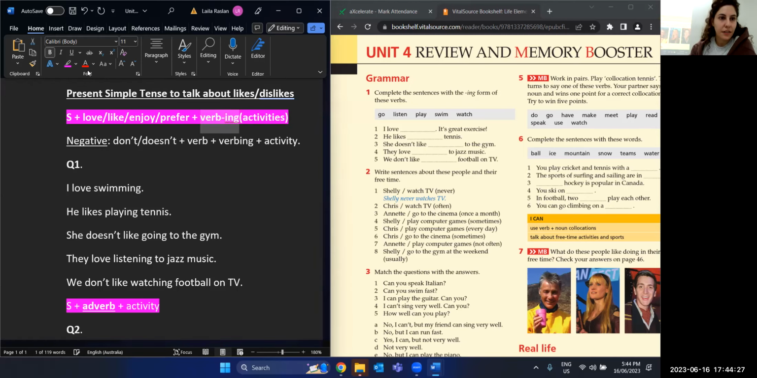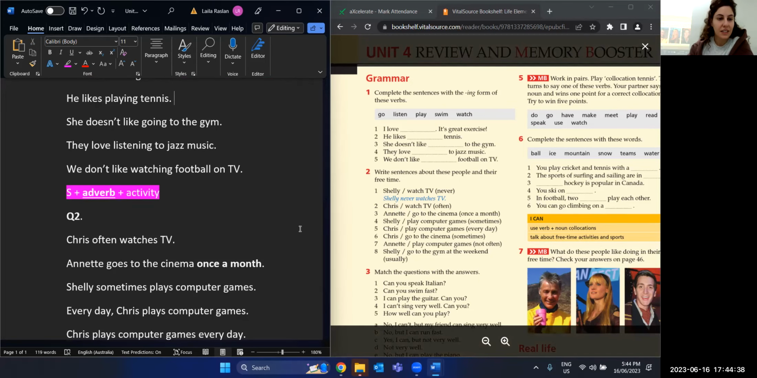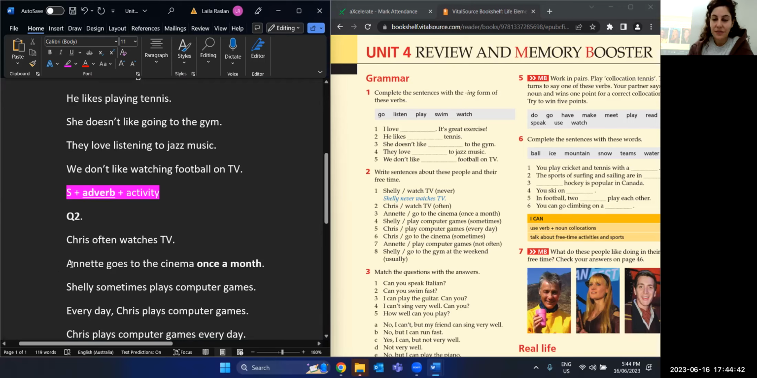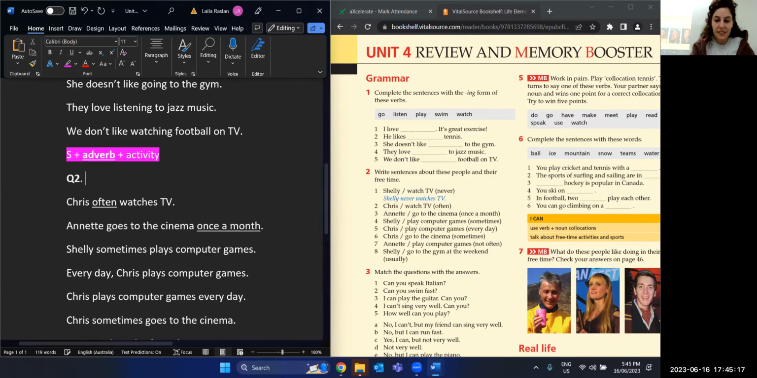Okay, so then we have number 2. Chris often watches TV. 3. Annette goes to the cinema once a month. So this one's at the end, the adverb. Once a month. And we said goes because we know it's still in the present simple. She goes. So we're using the present simple here with adverbs.